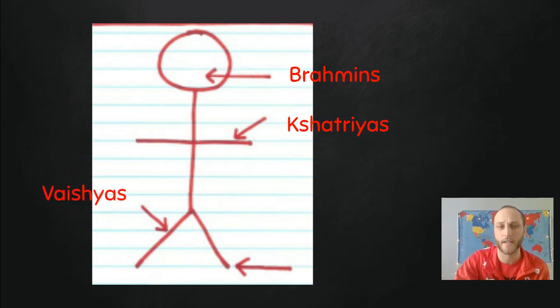We've got the Vaishyas on that leg level. And Vaishyas make sense for the legs because they're merchants. So they are trading, they're moving back and forth. So they're using their legs quite a bit.